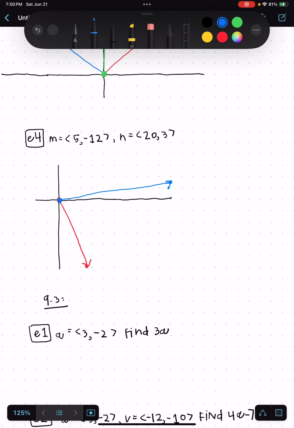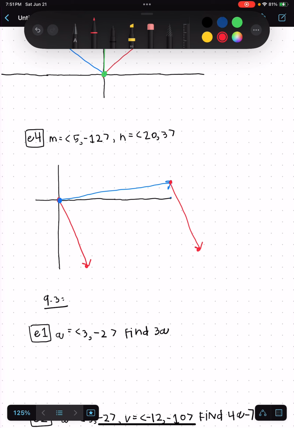All right. So once again, we're going to move the red one over to the end of the blue one, and we're going to move the blue one over to the end of the red one. I'm going to start with the red one. So I'm going to start right here. I go over 5 to the right, 5, and then down 12. 2, 4, 6, 8, 10, 12.